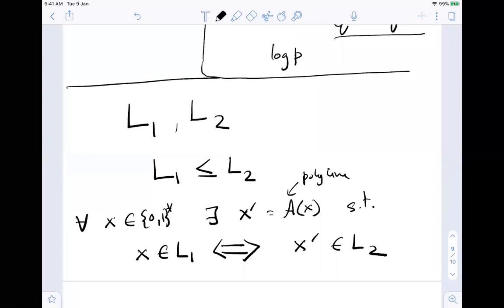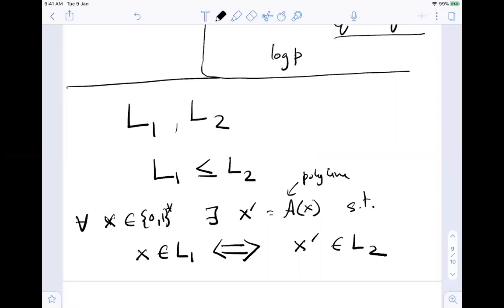Remember that this is exactly what you did when you reduced vertex cover to ILP. You told her, give me any graph, and I will encode it as a problem in ILP, such that if the graph has a vertex cover of size less than or equal to t, then the ILP minimization problem has a solution of size less than or equal to t. So this is called a reduction.